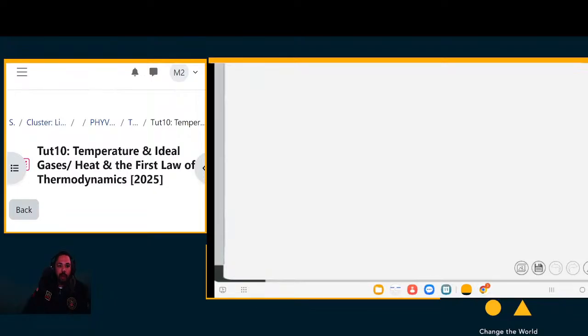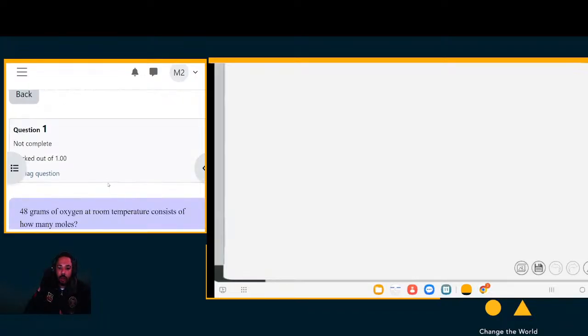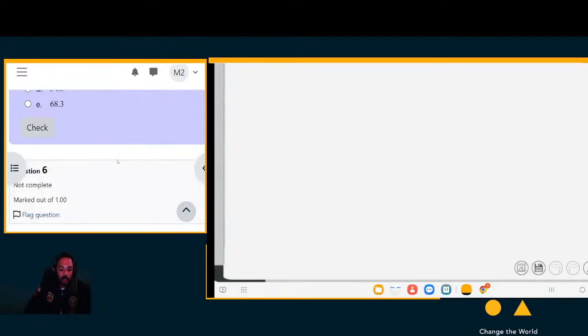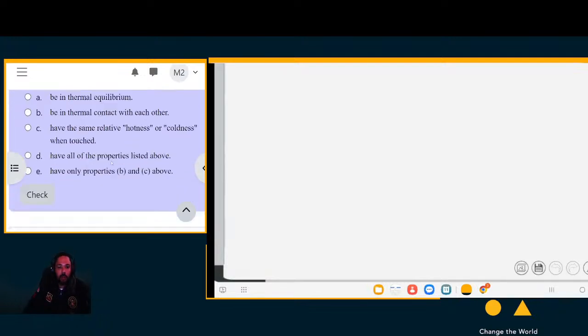Good afternoon, everyone. Today we are doing tutorial 10, which deals with temperature, ideal gases, heat, and the first law of thermodynamics. I know that's a bit of a mouthful, but it all has to do with temperature and the laws of thermodynamics. Let's go immediately into the problems, because this is quite a decent amount of problems.